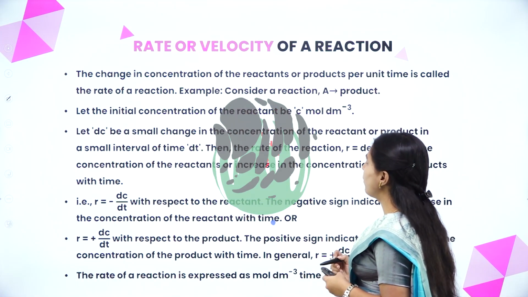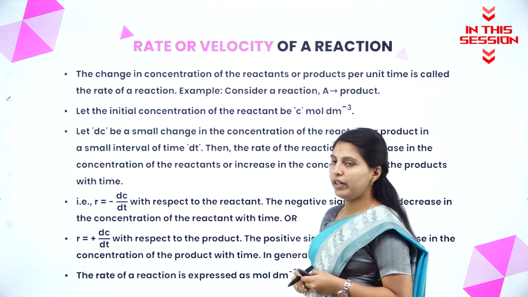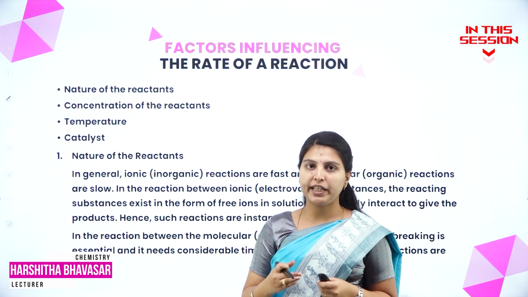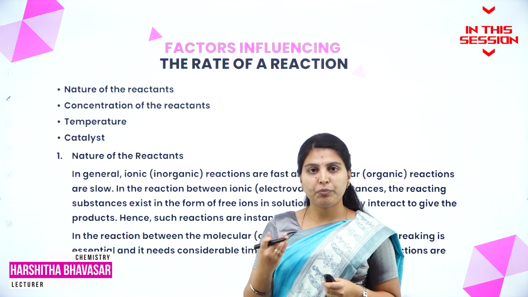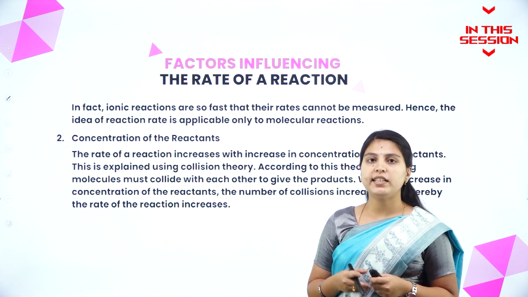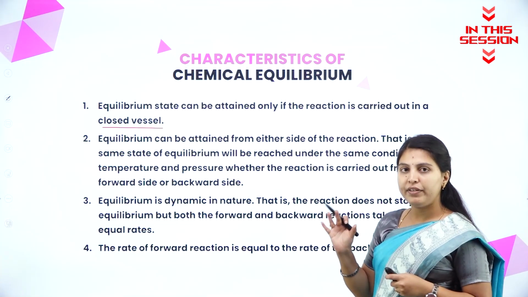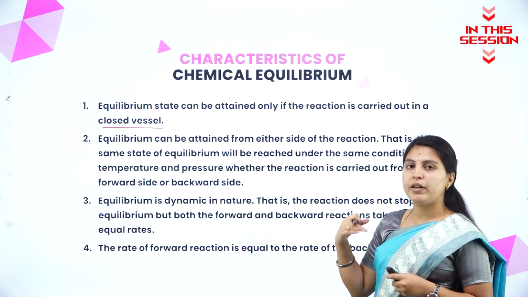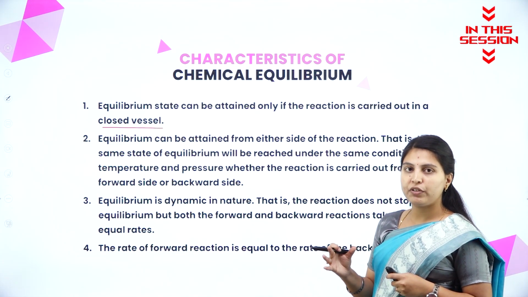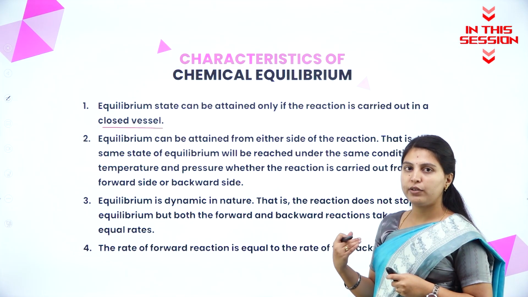Change in concentration of the reactants or products per unit time is called the rate of reaction. In organic or molecular reactions, what will happen? Bond breaking first, then bond making. For both, it needs time and energy. If the concentration on the reactant side increases, automatically the rate of reaction will increase. After attaining equilibrium, what will happen? From the backward direction or from the forward direction, under the same conditions, either temperature or pressure, the reactant side and the product side will be the same.